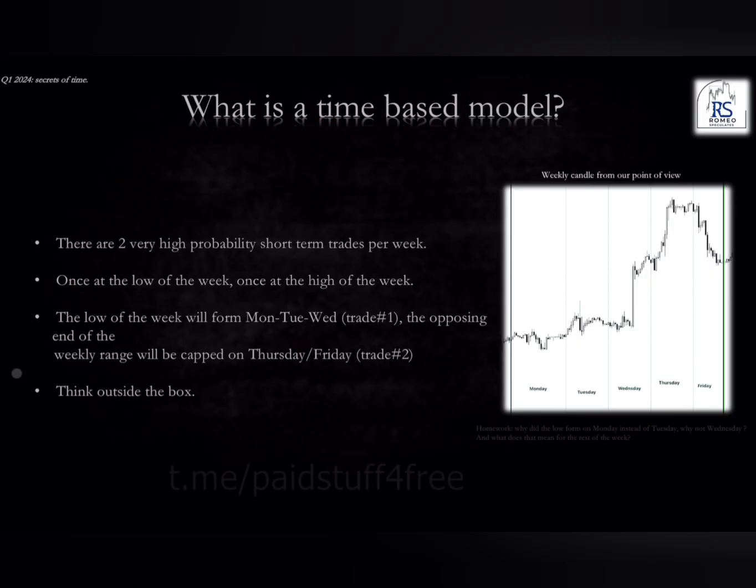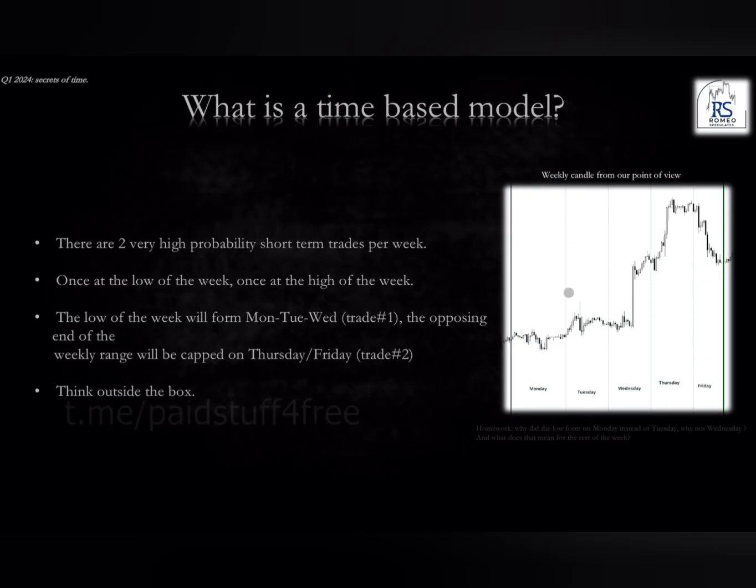Likewise, there are 2 very high quality short-term trades per week. Once at the low of the week, once at the high of the week. As a general rule of thumb, the low of the week will form Monday, Tuesday, Wednesday. That's trade number 1. And the opposing end of the weekly range will be capped on Thursday, Friday. Trade number 2. With this information and this image, you can think outside the box and create your own weekly profiles. For example, Monday low of the week profile.